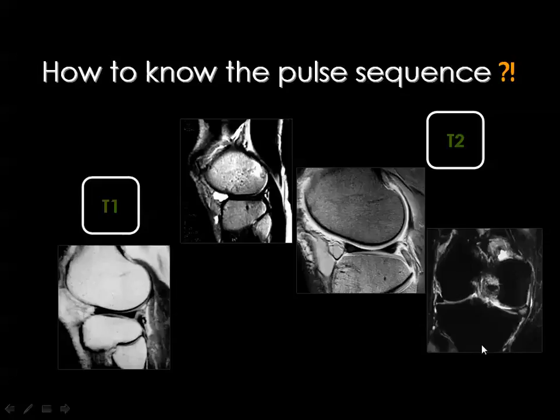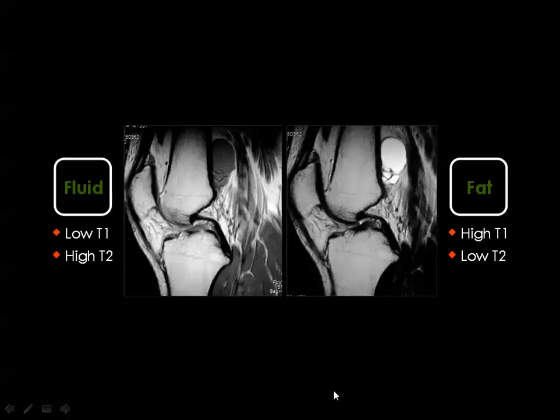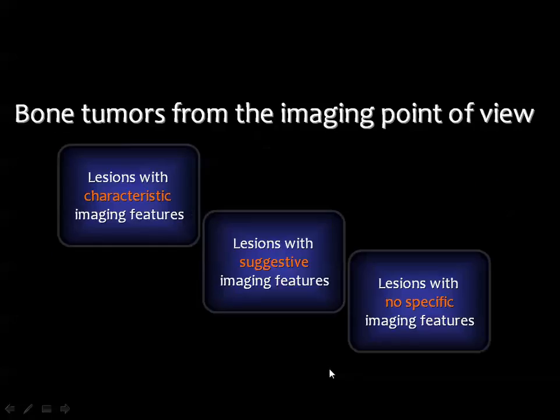You should remember that the STIR images are very important in evaluation of bone tumors together with the T1 weighted images because of the sensitivity of the MRI to the bone marrow. Then you know that fluids will have low signal in the T1, high signal in the T2, like this ganglion cyst, for example. And fat is the opposite of fluid. Fat will show bright signal in the T1 and less bright signal in the T2.